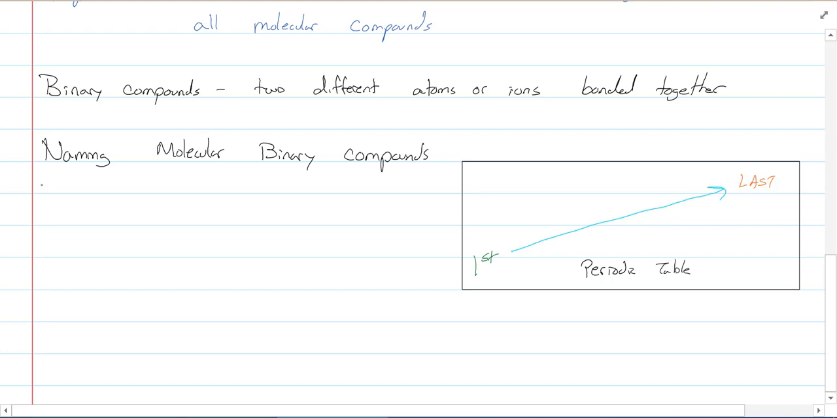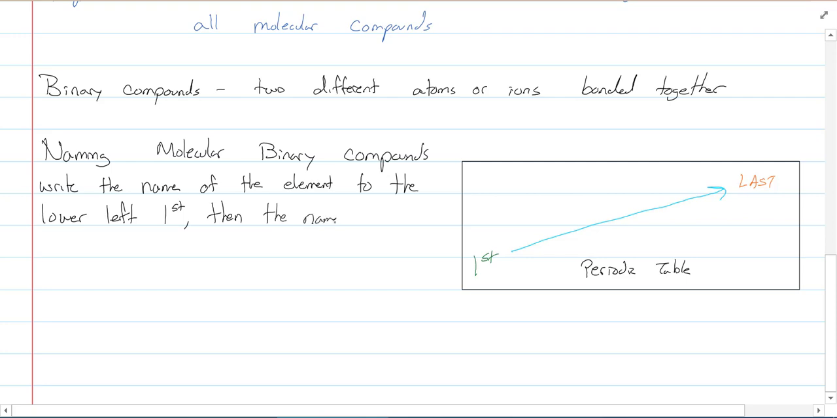So in general, we write the name of the element to the lower left first, then the name of the second element, changing the ending to "-ide".